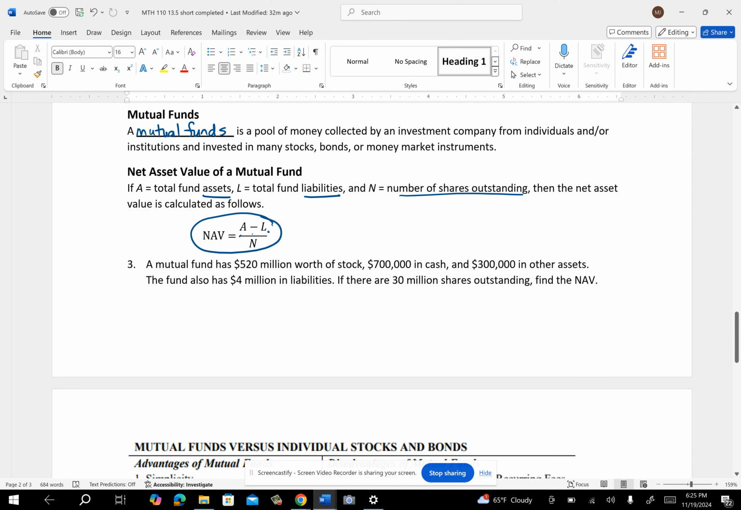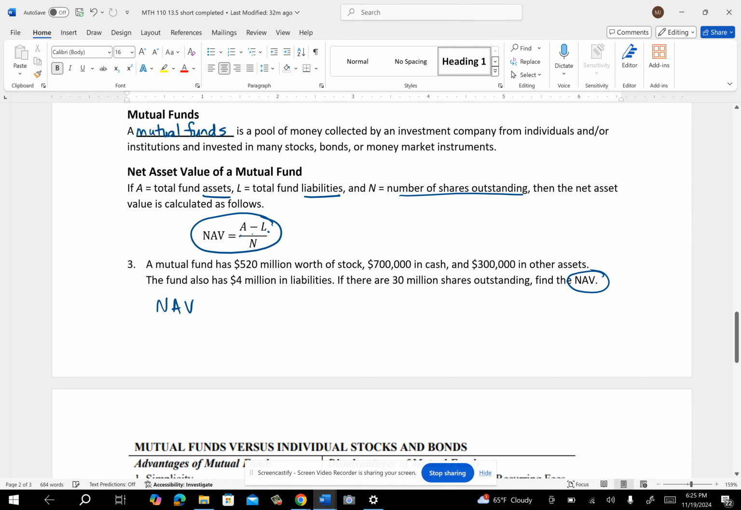So if I make a routine contribution to my retirement account, which is then used to buy into a mutual fund, then whatever the net asset value is that day that I'm putting that money into my account would determine how many shares I can purchase. So our job is to figure out the net asset value.